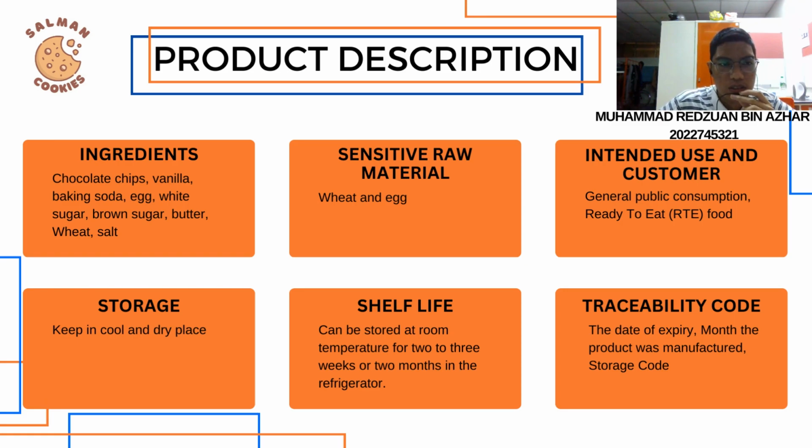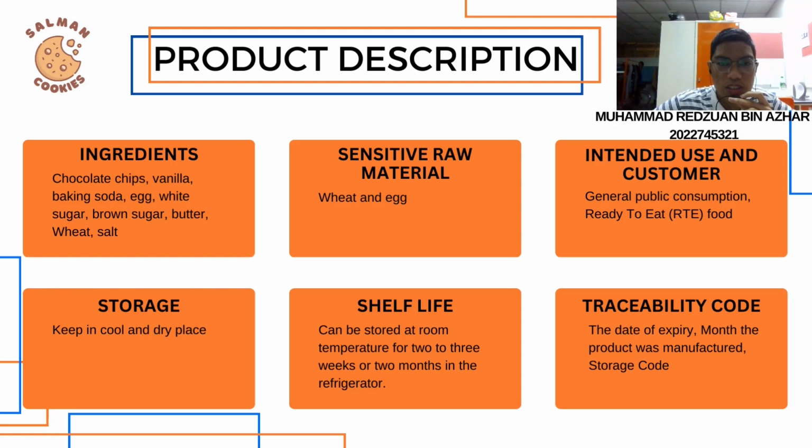For the sensitive raw materials, we have wheat and egg. This is important to tell our customers so that they will know that in our products there are some sensitive raw materials that can cause allergic reactions. Next is the intended use and customer. Our cookie products are safe for public consumption and safe for all ages. It is also a ready-to-eat product, which means it can be eaten at any time.